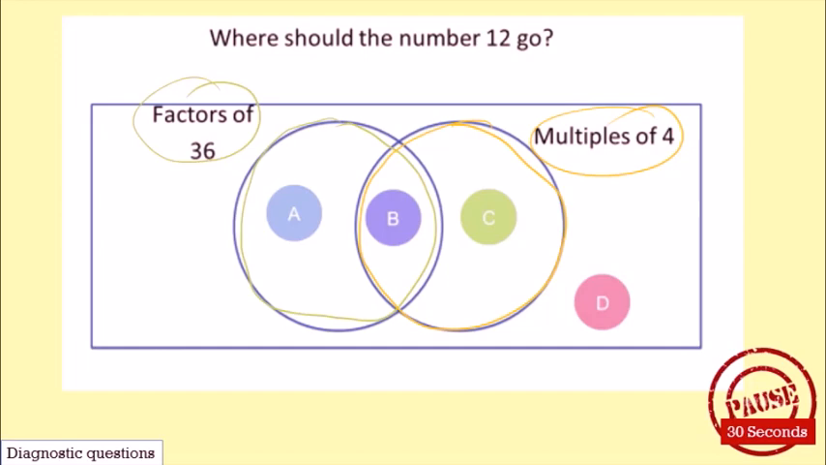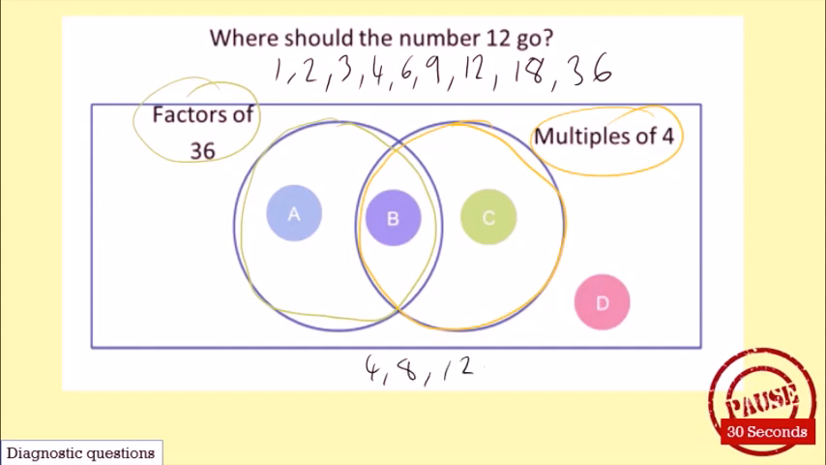Brilliant, well done for giving that a go. So the factors of 36 are the same as before. I'll write them down again. So that's 1, 2, 3, 4, 6, 9, 12, 18 and 36. Again, I can divide 36 by each one of those. Multiples of 4 are the numbers in the 4 times table. Okay, so I'm just going to write down some of them. Okay, so what is 12? 12 is a factor of 36 and a multiple of 4.